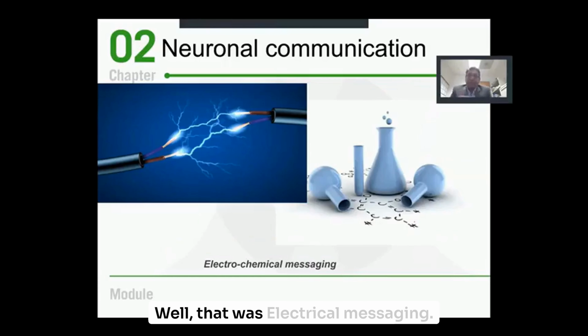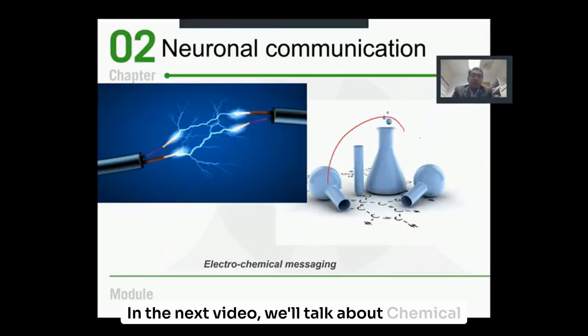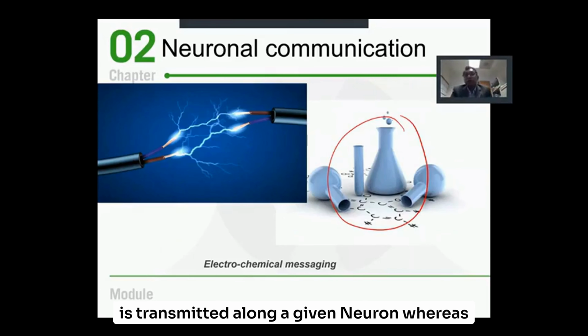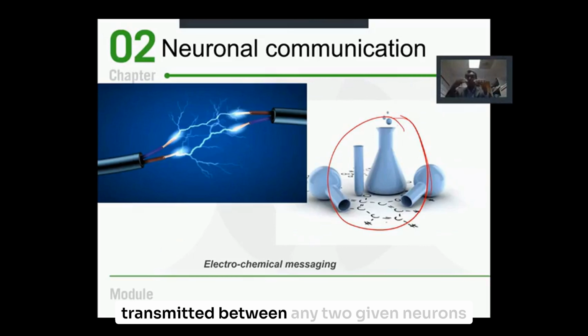Well, that was electrical messaging. In the next video, we'll talk about the chemical messaging system. Electrical messaging is how the information is transmitted along a given neuron, whereas chemical messaging is how the information is transmitted between any two given neurons through this gap called the synapse.